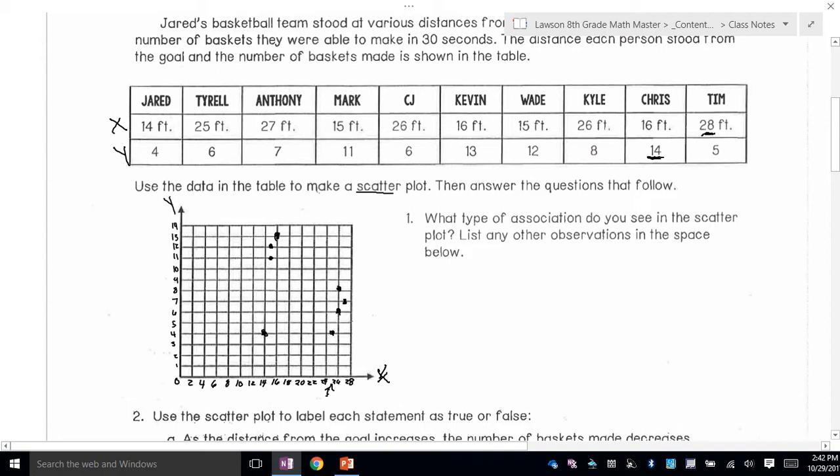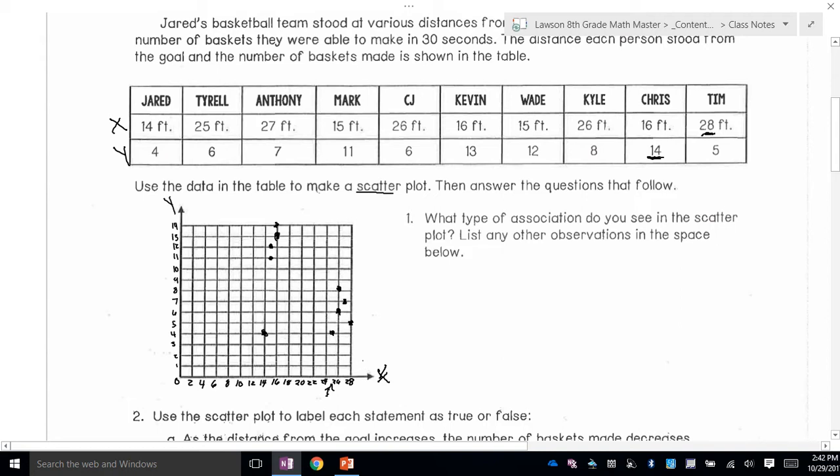Chris at 16 feet scored 14 goals, so that'll be all the way up here at the top, and my X should be at 16. And then Tim at 28 feet scored 5 goals. Very good.